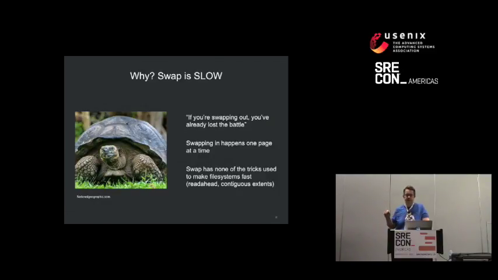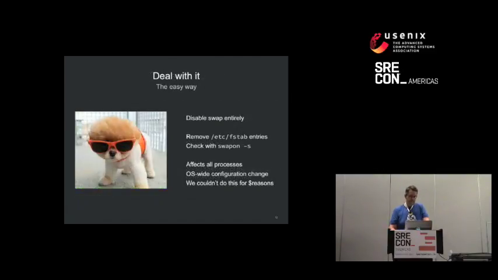Because of the access pattern, read ahead is basically impossible to do, and there is no attempt to save data into contiguous physical extents on disk like real file systems do today. So swap is just really, really, really slow. So how do we deal with it? Well, there's a few ways.